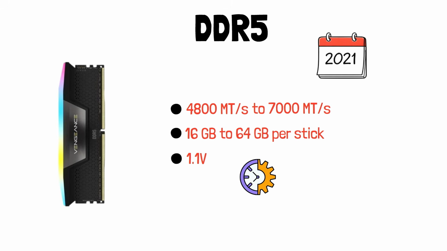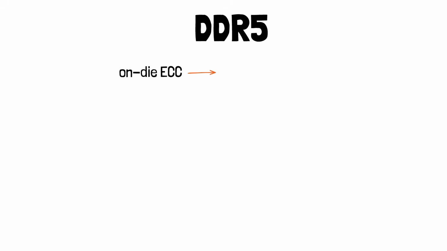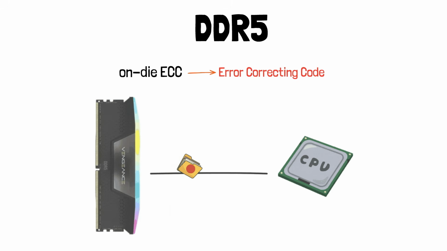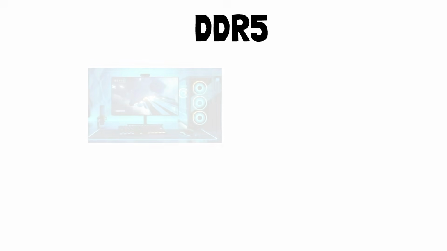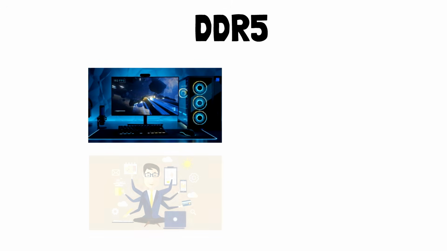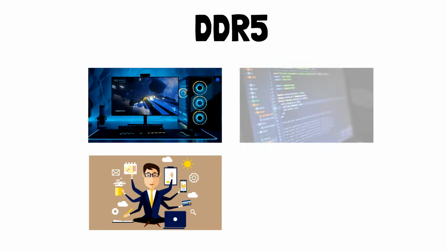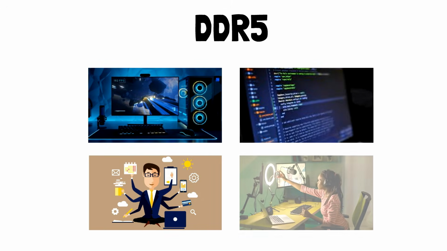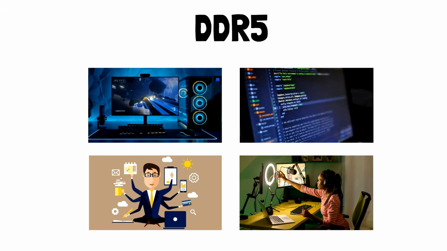A new feature in DDR5 is on-die ECC, which helps correct small internal memory errors. This is different from server-grade ECC, but it improves stability and reliability. DDR5 benefits high-end gaming, heavy multitasking, large code compilations, and professional content creation, though it comes at a higher cost and offers smaller gains for casual users.